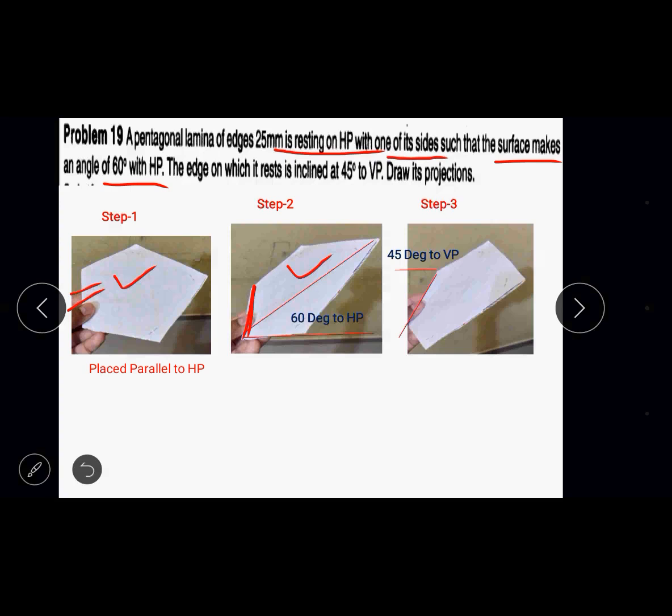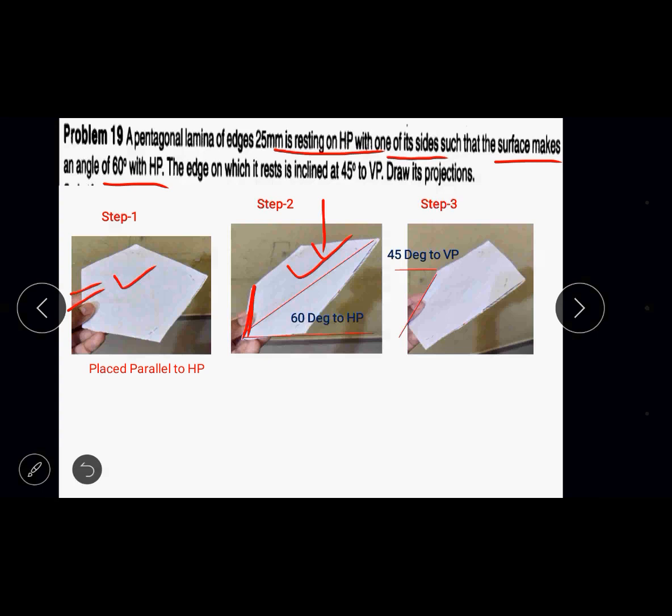Now if you look at the top view of the second figure, of course it will be a pentagon, but it will not be in true shape. It will not be a regular shape, it will be an irregular pentagon. So the top view of the second figure you will get as an irregular shape lamina. And if you look in front of you, the front view will be a 60 degree line. In the first figure, the front view was a horizontal line, 0 degrees.